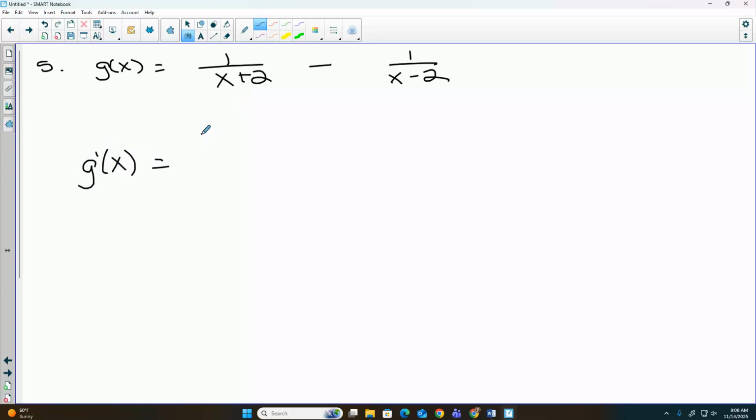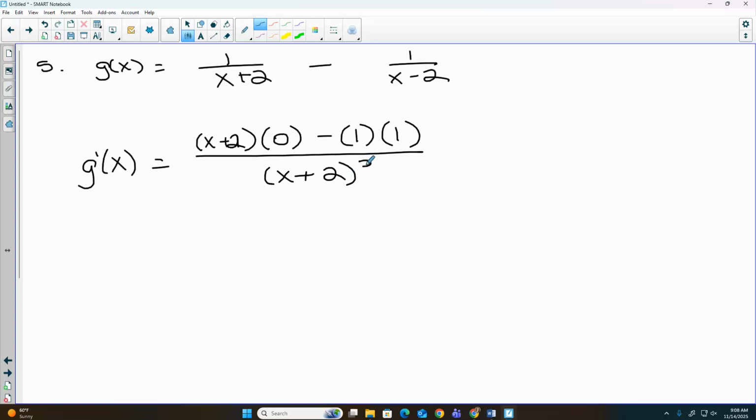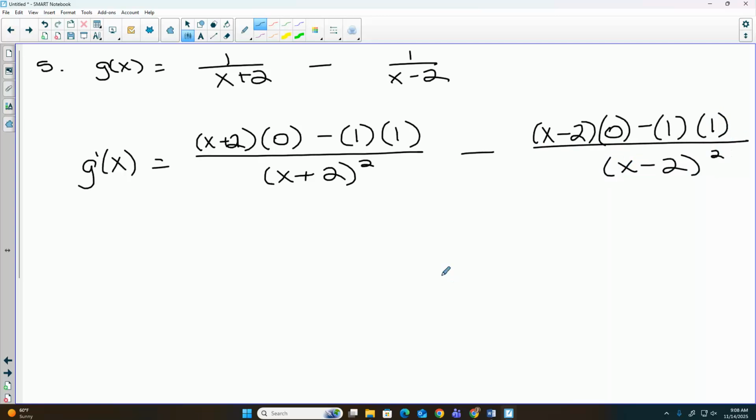So if I do that, this one, low, d high. What's the derivative of 1? Minus high, d low, what's the derivative of x plus 2? Over low squared. Minus, so we do the quotient, what's the second one? Low, d high, derivative of the top is minus high, d low, derivative of the bottom is 1, over low squared.